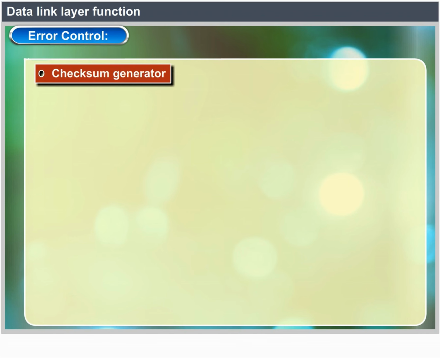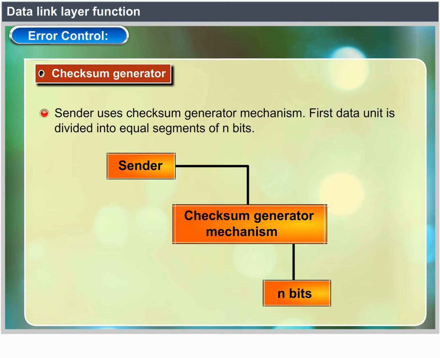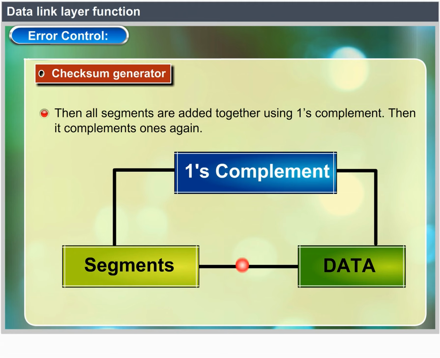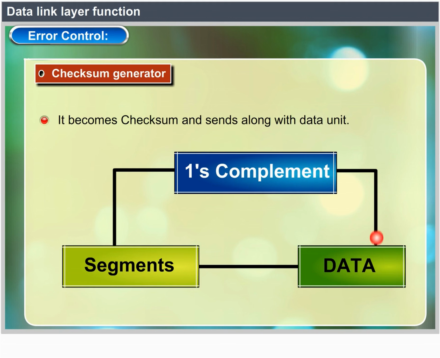Checksum generator. The sender uses the checksum generator mechanism. First, the data unit is divided into equal segments of n bits. Then all segments are added together using 1's complement, and then the result is complemented once again. It becomes the checksum and is sent along with the data unit.